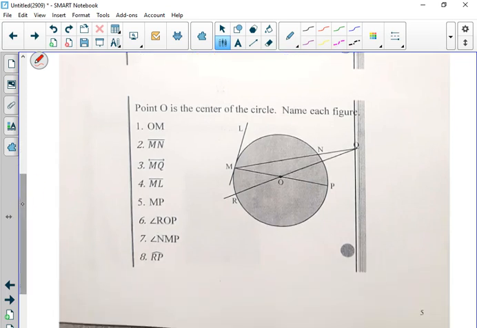Okay, now we have a whole lot of stuff going on. Point O is the center of the circle. Name each figure. OM. Well, OM goes from the center to the outside of the circle, the edge. That makes OM a radius. MN goes from one edge of the circle to the other edge of the circle, but not through the center, which makes it a chord.